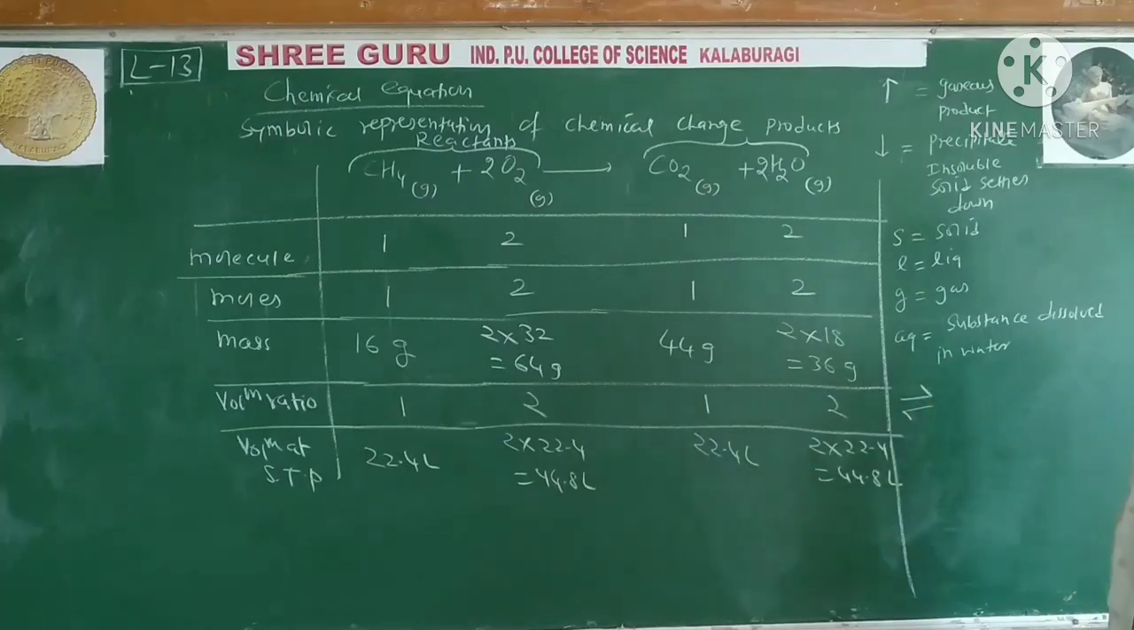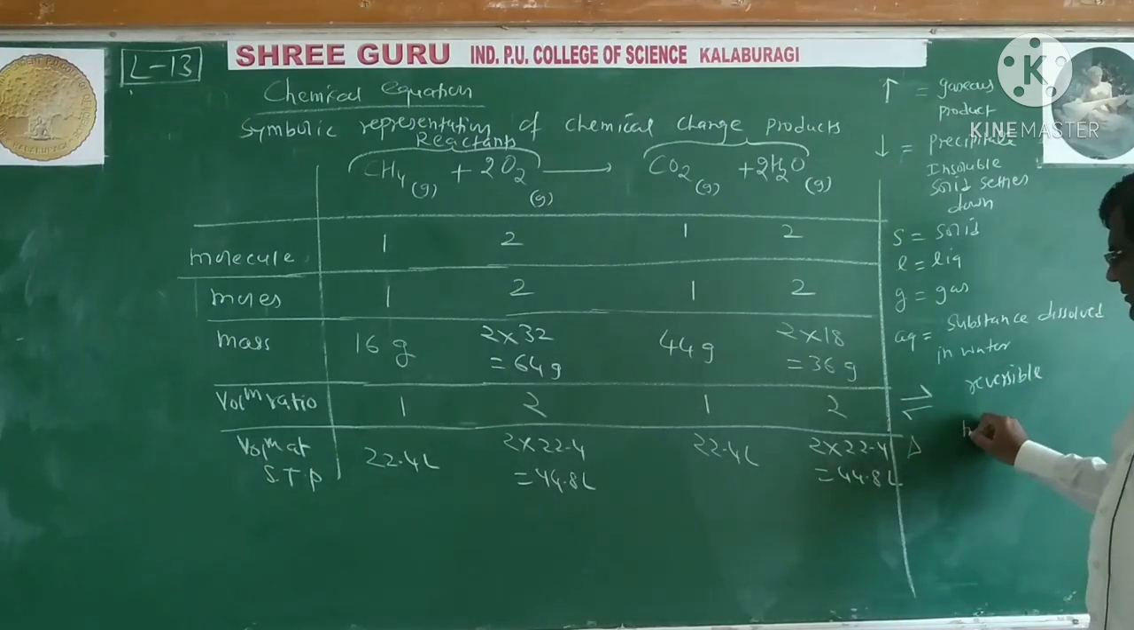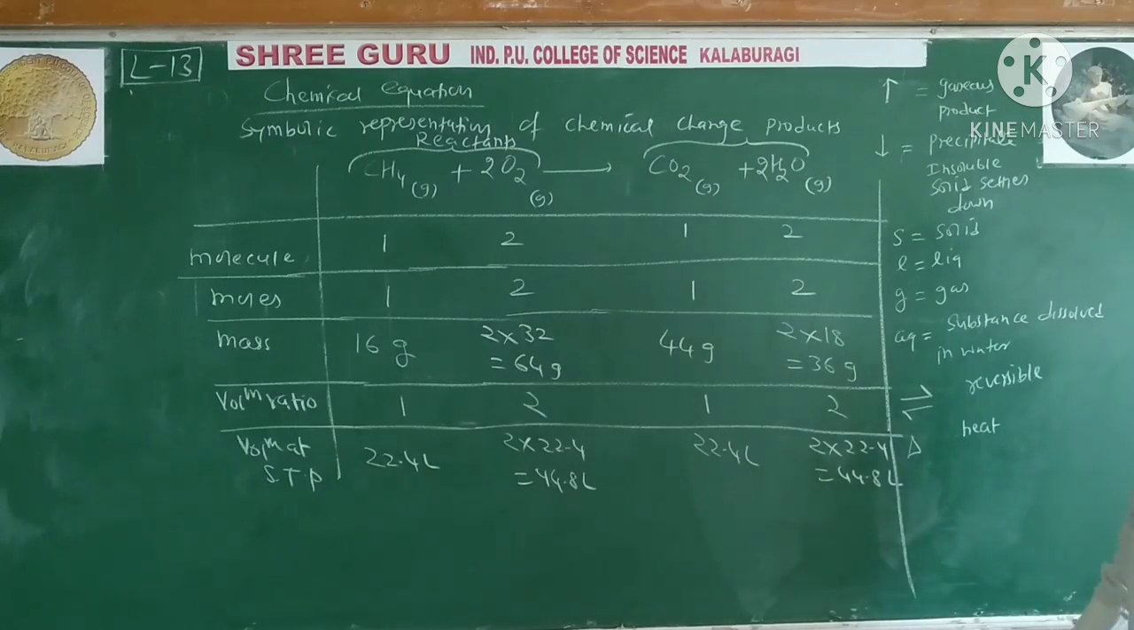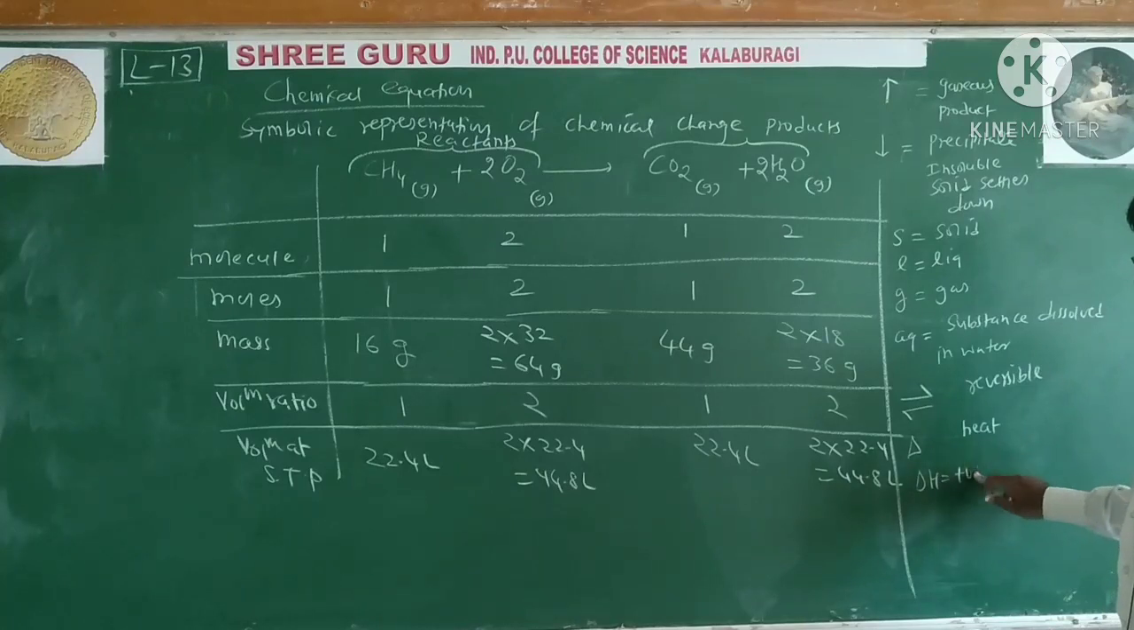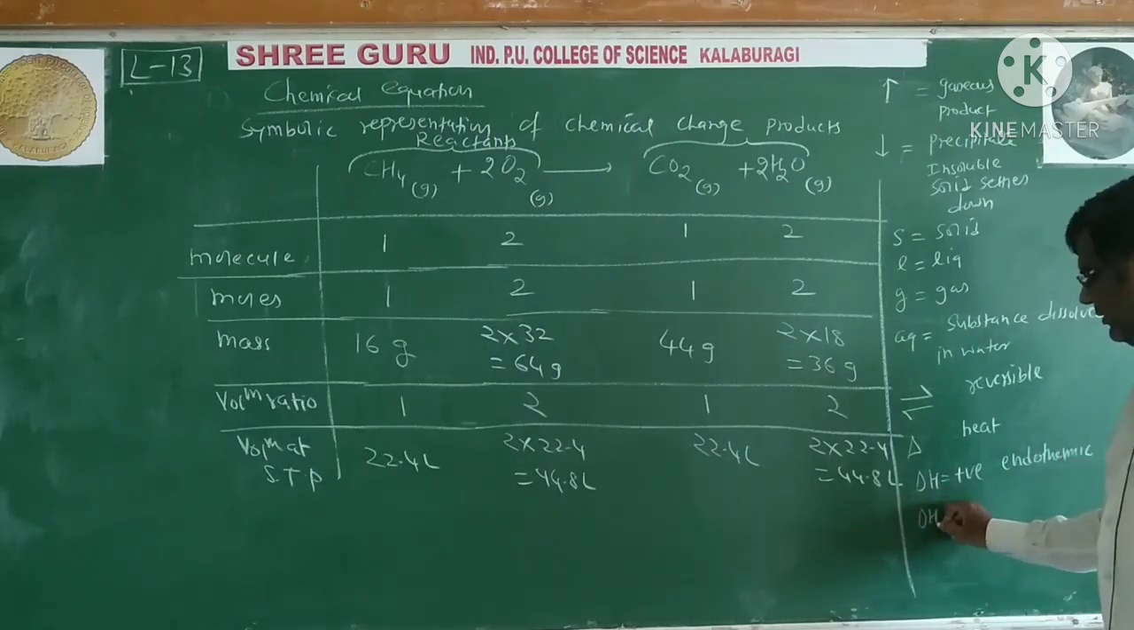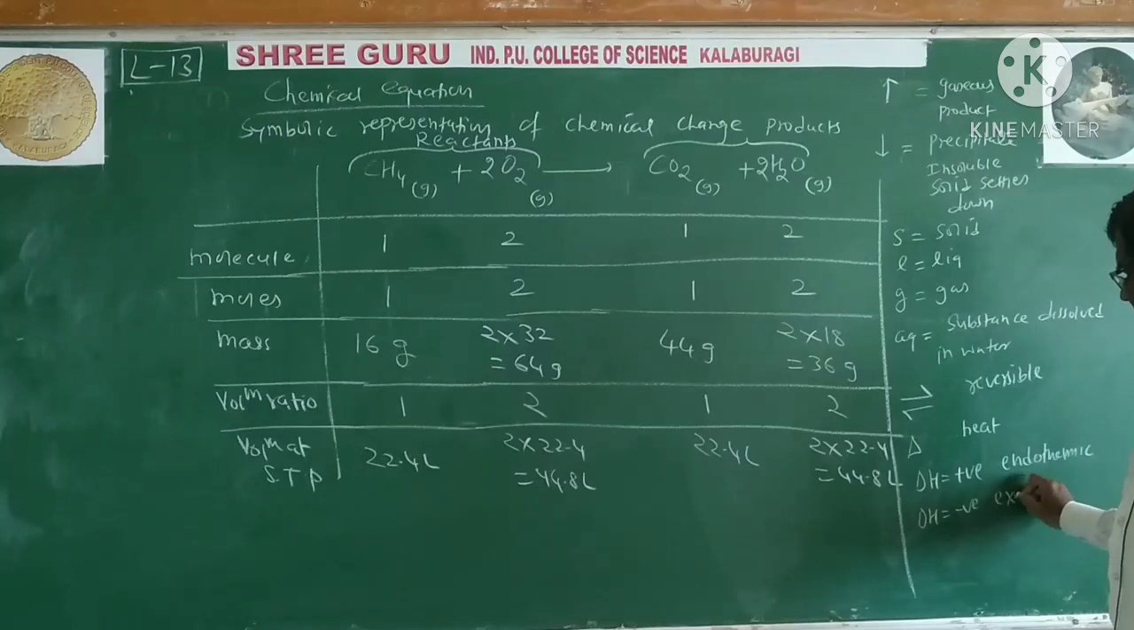This double arrow sign means it is reversible. When a triangle is written, it means the particular reactant is heated. If delta H is positive, it means it is an endothermic reaction. Heat is absorbed. Delta H is negative, it means it is an exothermic reaction.